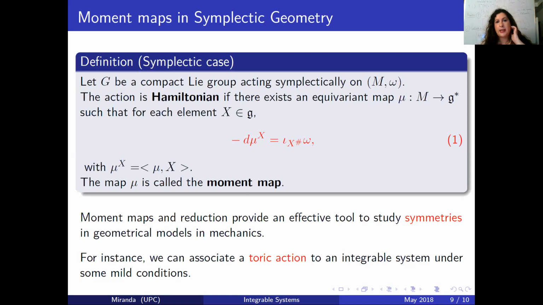Okay, and moment maps and reduction, which I will not study in this course, provide an effective tool to study symmetries in problems in mechanics. Here, for instance, we can associate a toric action to an integrable system under some mild condition. Well, not so mild, because you need to assume essentially that you have global action-angle coordinates. When you have global action-angle coordinates, you have a global torus action, and then you have a toric action. Okay, so there are a lot of examples in which you cannot have this global torus action.